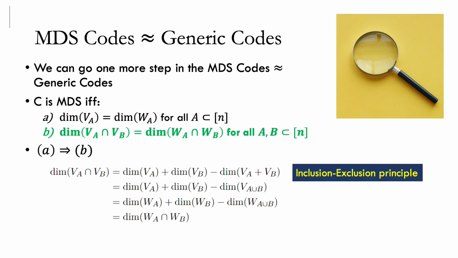Here, we can use what's known as the inclusion-exclusion principle to write the dimension of this intersection as the dimensions of each of the two spaces minus the dimension of the sum. Further, because of our notation, the dimension of the sum is equal to the dimension of A union B. Now, because of assumption A, we can replace each of these V's with W's and then reverse our steps, showing that the dimension of V sub A intersect V sub B is equal to the dimension of W sub A intersect W sub B.